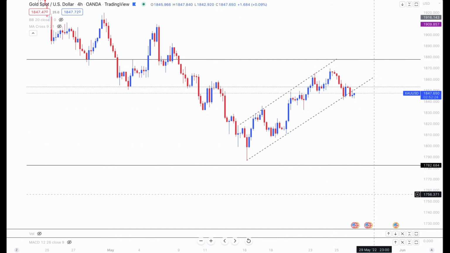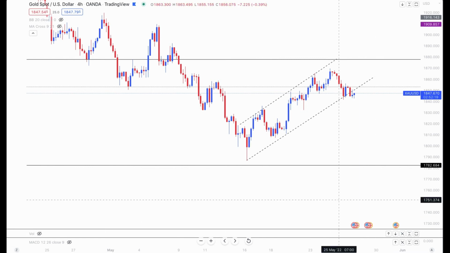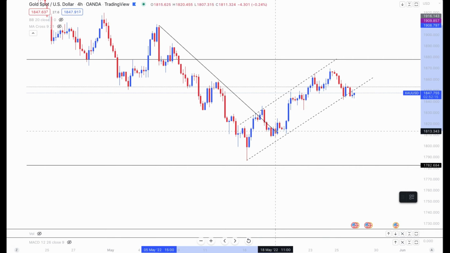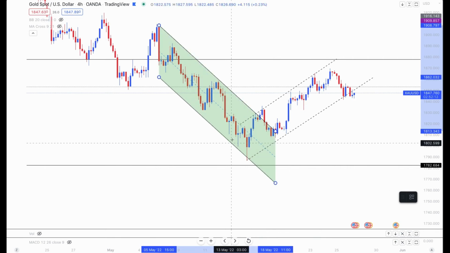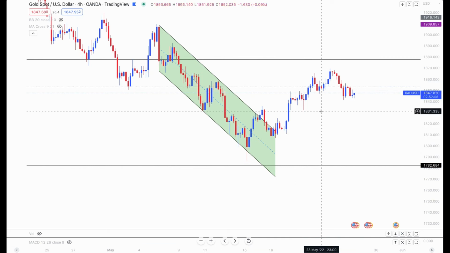Let's see if we can find another one. There is one right here, right next to it. I'm going to use this channel tool. This is going to make it easier. Look at the resistance compared to the support. Let's delete this one for a second.